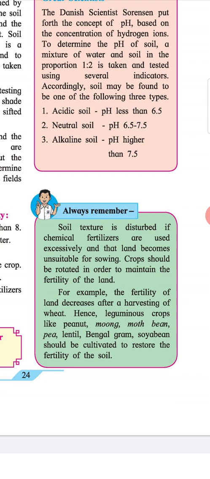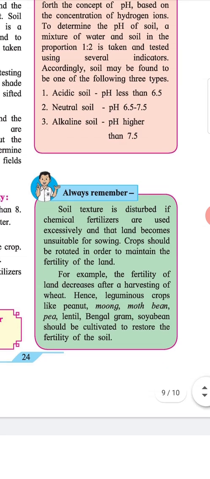1. Acidic soil, pH less than 6.5. 2. Neutral soil, pH 6.5 to 7.5. 3. Alkaline soil, pH higher than 7.5.